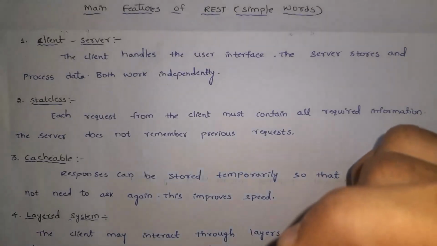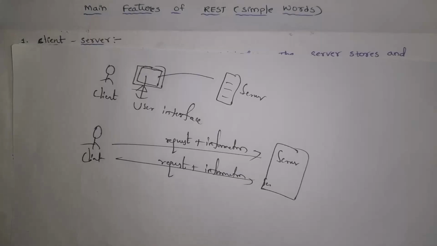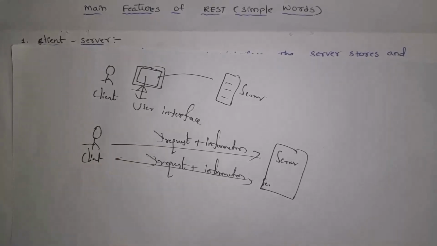And the second one is stateless. Guys, stateless means the server cannot maintain information about the client. So whenever the client sends any request to the server, along with the request, the client needs to include all required information. For each and every request, the client needs to include all information like what is its IP address, what is the message type, etc., because the server cannot maintain information about the client.